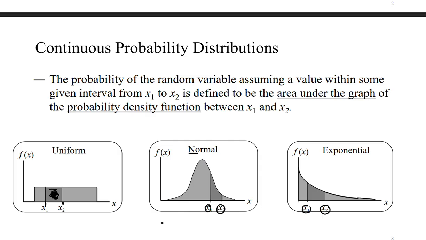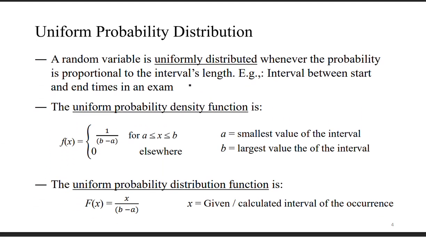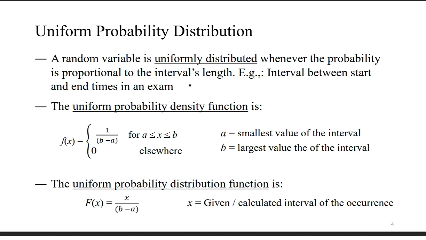We are not looking at distinct values. We are looking at the measurement between two values. And that is what makes continuous random variables different from discrete random variables. Okay, so let's start with the first continuous random variable probability distribution. And this is called the continuous uniform probability distribution.